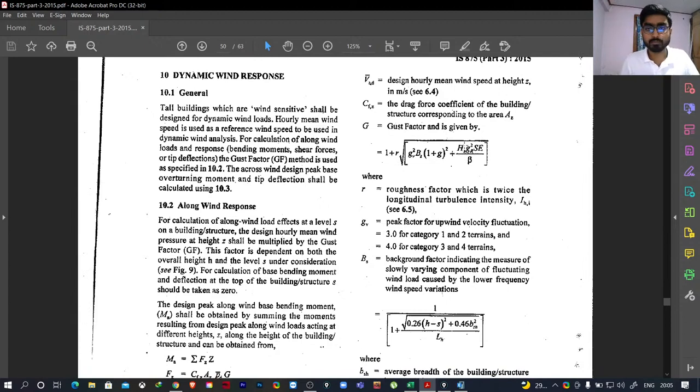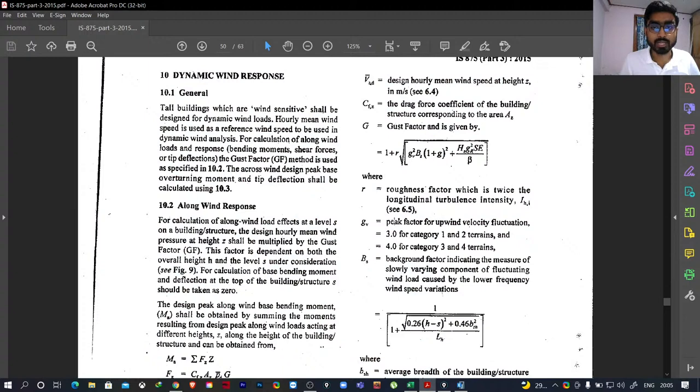Okay, 1 plus R, R is nothing but the roughness factor, which is twice the longitudinal turbulence intensity. Remember, I have explained, I have shown the formulas for turbulence intensity, in page number 6, I guess. So it is in 6.5 clause, page number 6, most probably, below the K2 calculation. So here, roughness factor we can find out after finding out this IH, which is the turbulence intensity.